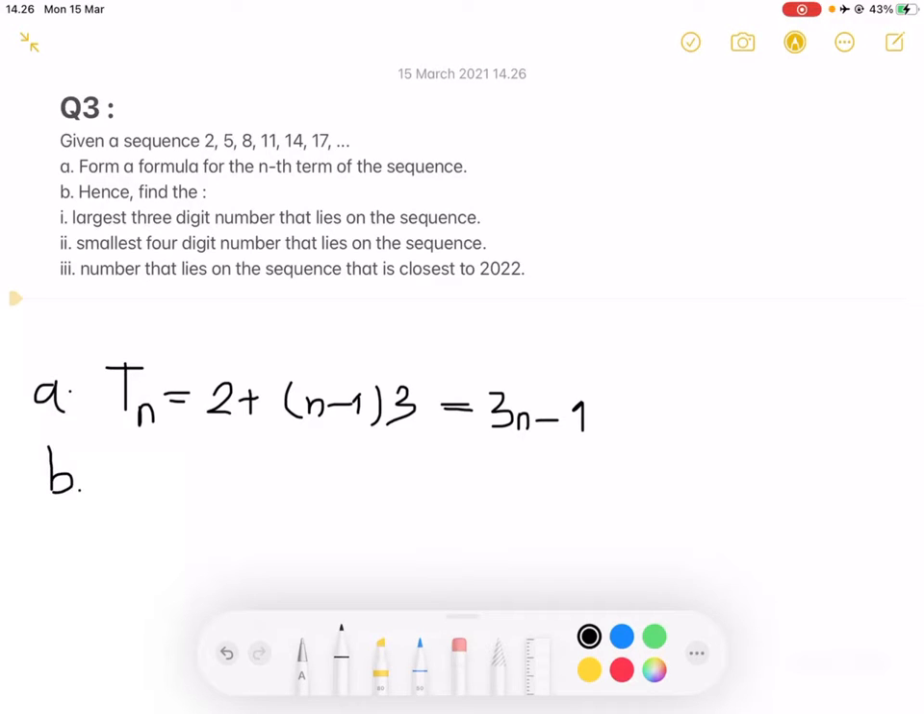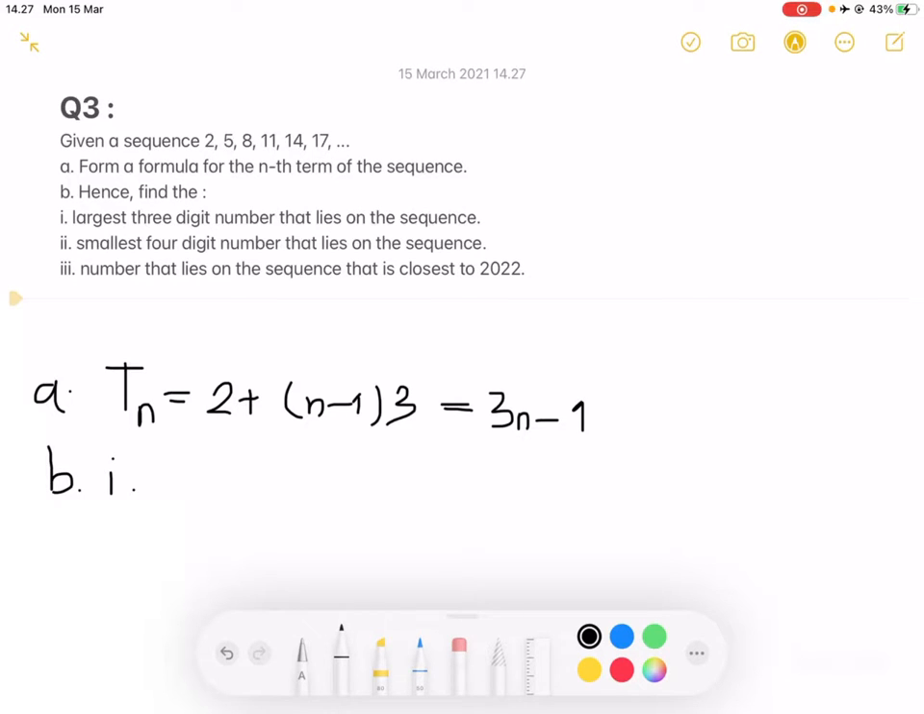And for part B, this is pretty interesting. We need to find the largest 3-digit number that lies on the sequence. That's the first part of part B. If you want to do this question for yourself, a tip is that 999 is the largest 3-digit number, so you can use that to your advantage. However, I'll just jump into the solution for this one.